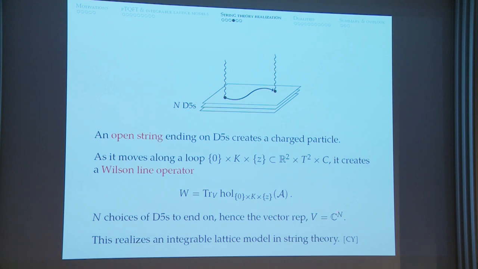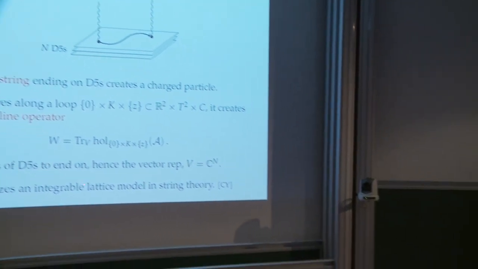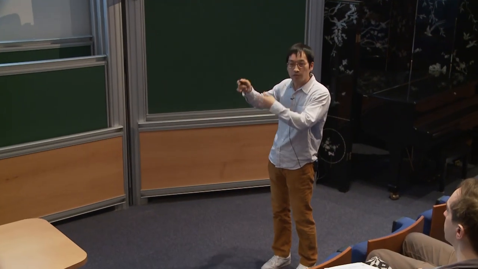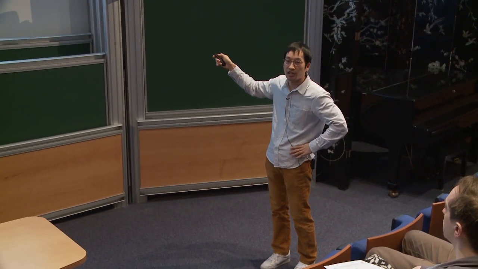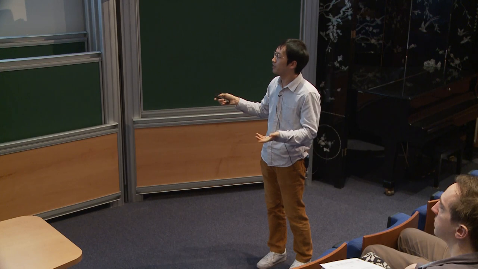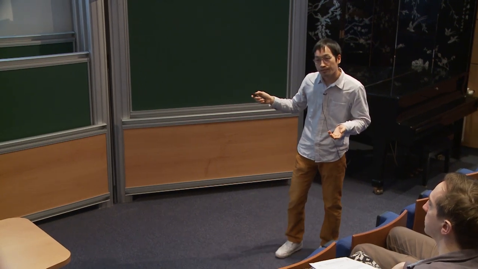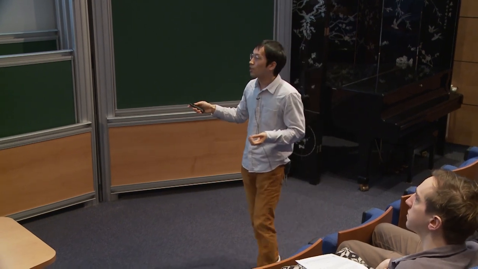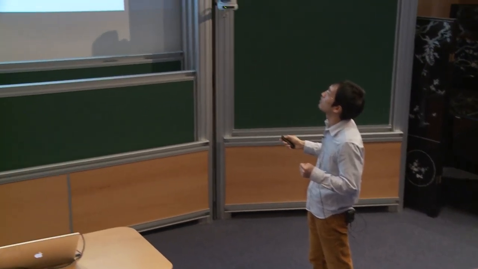All right. So because now we have a 2D topological quantum field theory with an extra holomorphic direction C with line operators, we can do what I explained before and get an integrable lattice model. All right, so that's what we did in our paper. So what integrable lattice model?